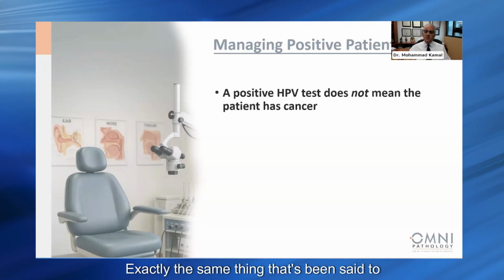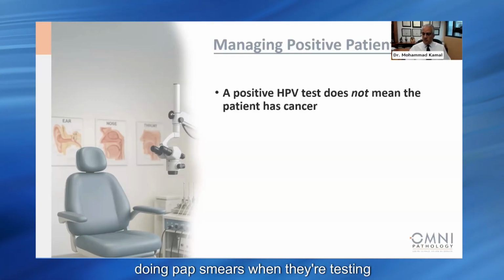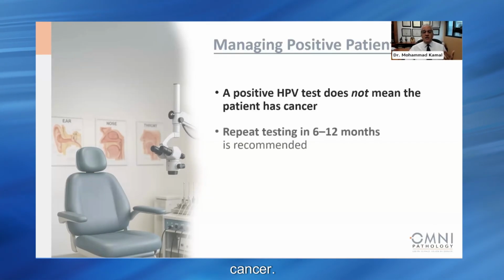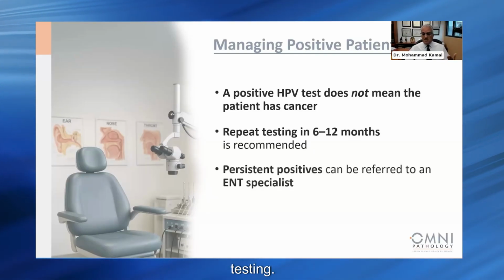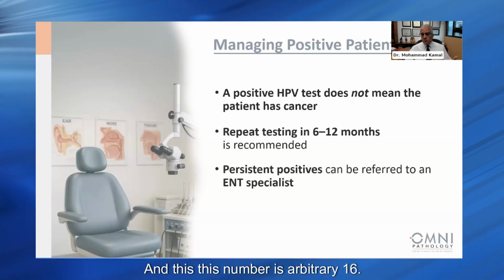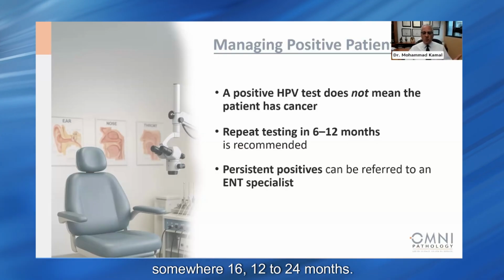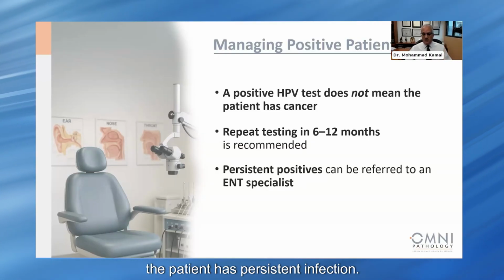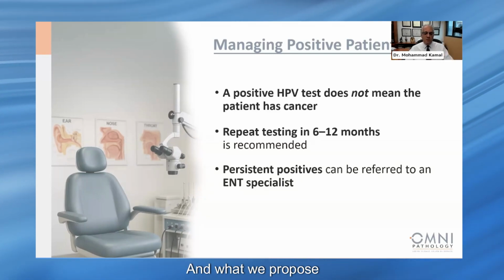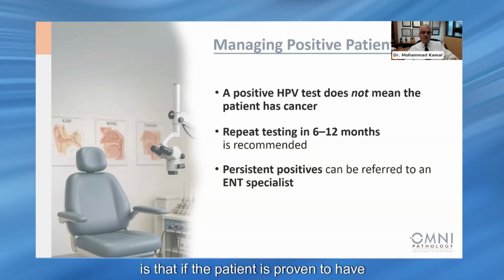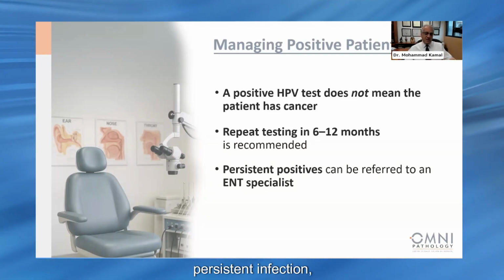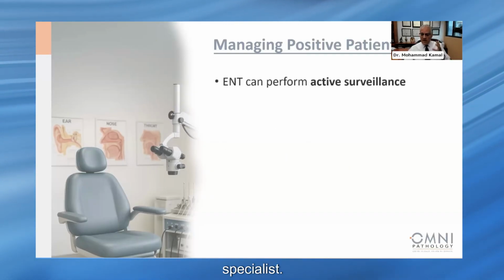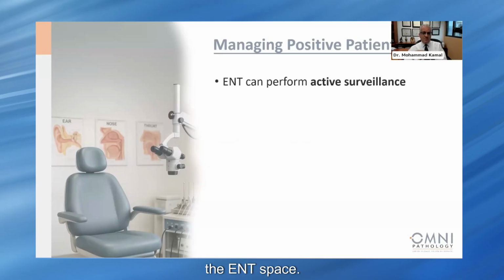Exactly the same thing that's being said to females doing pap smears. When they're testing positive, that doesn't mean you have cancer. It just means that we need to repeat testing, and this number is arbitrary, 16. It should be somewhere 12 to 24 months to repeat the testing and to identify if the patient has persistent infection. And what we propose is that if the patient is proven to have persistent infection, then they can get referred to an ENT specialist. And we had conversations with colleagues in the ENT space.